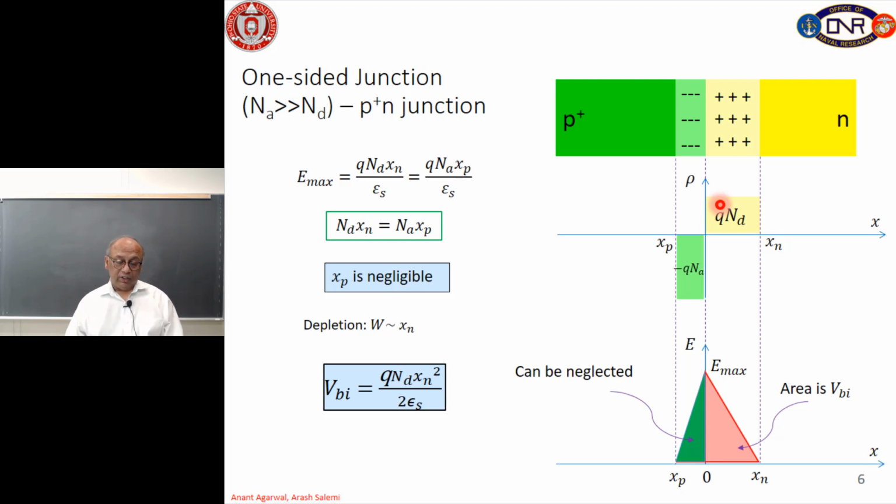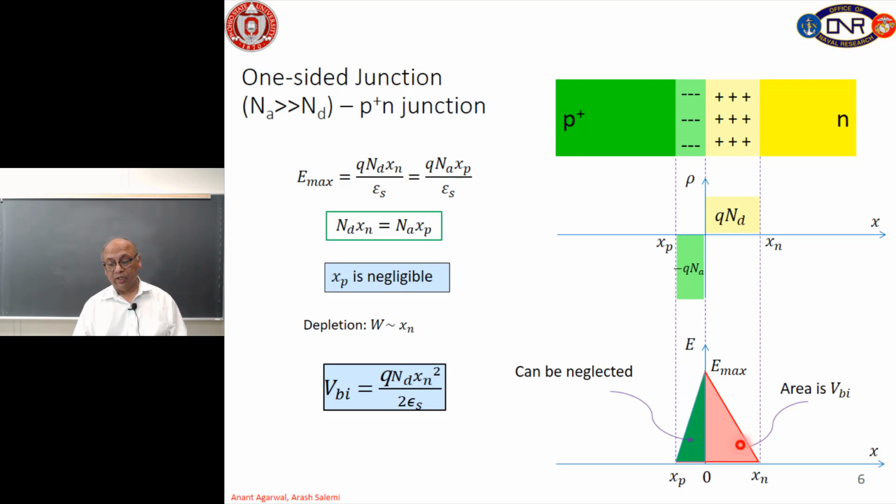Now, if we take a one-sided junction, which is very common in power devices, let us say we dope the p side very heavily, and that heavy doping is indicated by the plus sign here. So, we call this the p plus region. Then you can understand, as N D x n equals N A x p, and if N A is very high, x p would be very small, as shown here. The depletion width on the p side would be much smaller than x n. The two charges will be equal. Q N D x n would be equal to Q N A x p as shown here, and x p is now negligible if this is really a p plus junction.